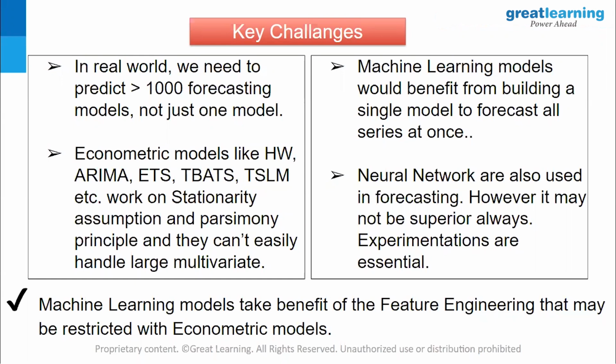Statistical models per se come with a few assumptions. For example, they will try to process a time series after making it a stationary time series. Stationary versus non-stationary: non-stationary is highly variable.